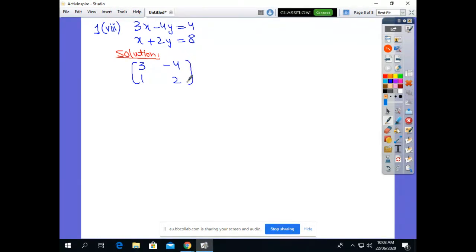The first coefficient of x is 3, which we write as the first element. The second coefficient is negative 4. The third one is here; if there is no coefficient, then we replace it with 1, and the fourth coefficient is 2. Similarly, we write the other matrix in product form, which is x and y is equal to 4 and 8. Now we name these three matrices. The first matrix we call matrix A, the second matrix we call matrix X, and the third one we call matrix B.